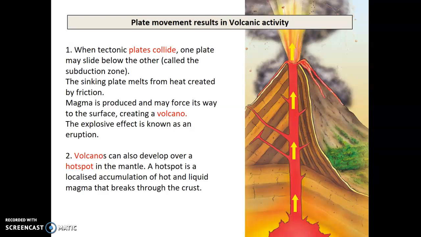Secondly, volcanoes can also develop over so-called hotspots in the mantle. A hotspot is a localized accumulation of hot and liquid magma. So magma is like molten rock. And these hotspots can occur anywhere. They are not linked to plate boundaries. And occasionally this molten rock or magma can break through the crust, and then you also get a volcano.